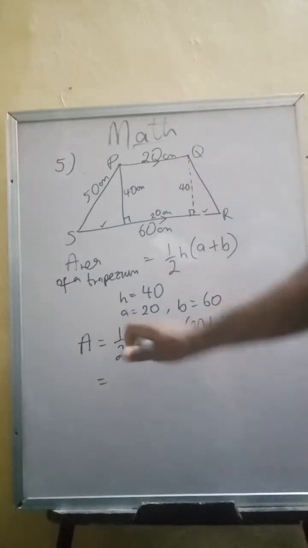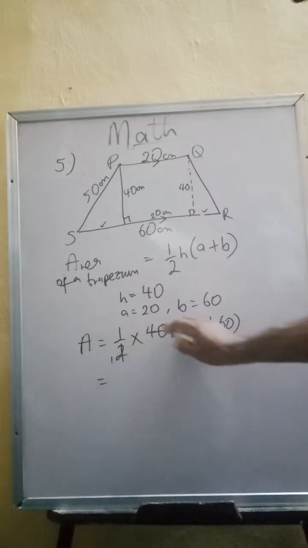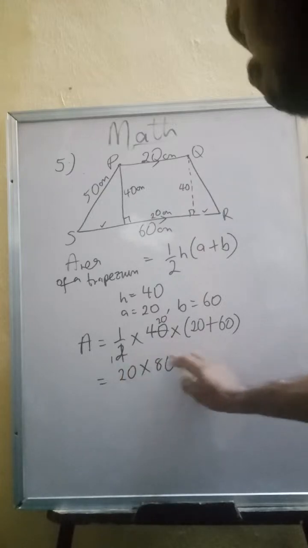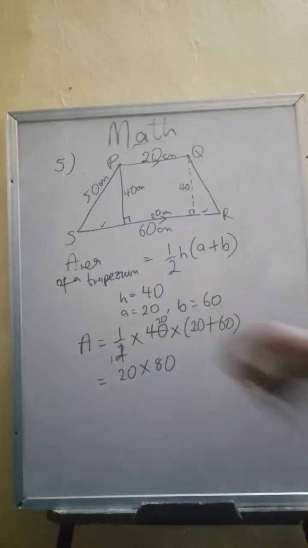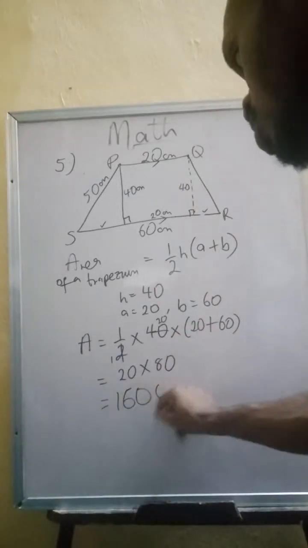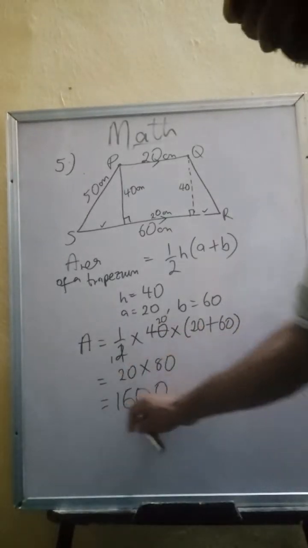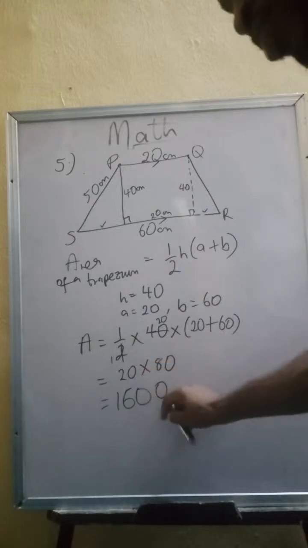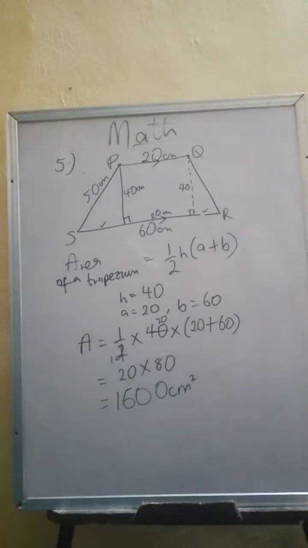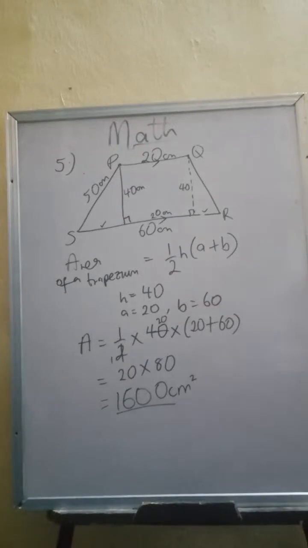Now you're multiplying, so the 2 and the 40 have something in common. 2 into 2 is 1, and 2 into 40 is 20. Then you have 20 times 80. And that simply gives you 1600. Okay, sorry. A simple way to go about it: 2 times 8 is 16, and then the 2 zeros will be written. This is in centimeter squared. And so behold, the area of the trapezium has been gotten.